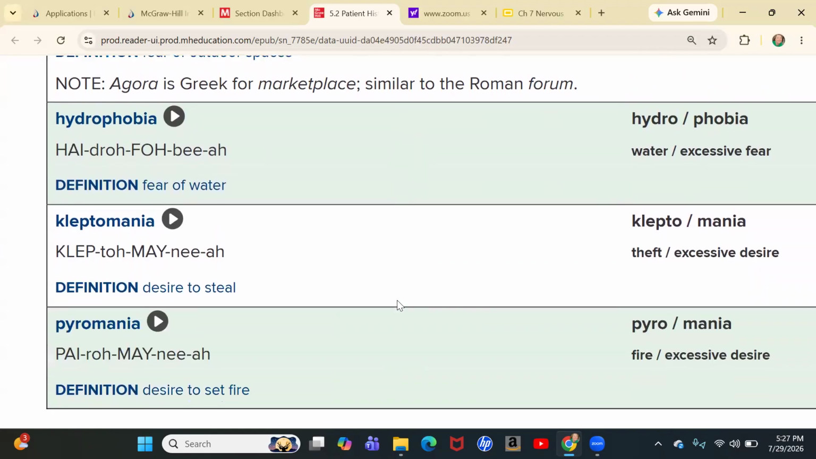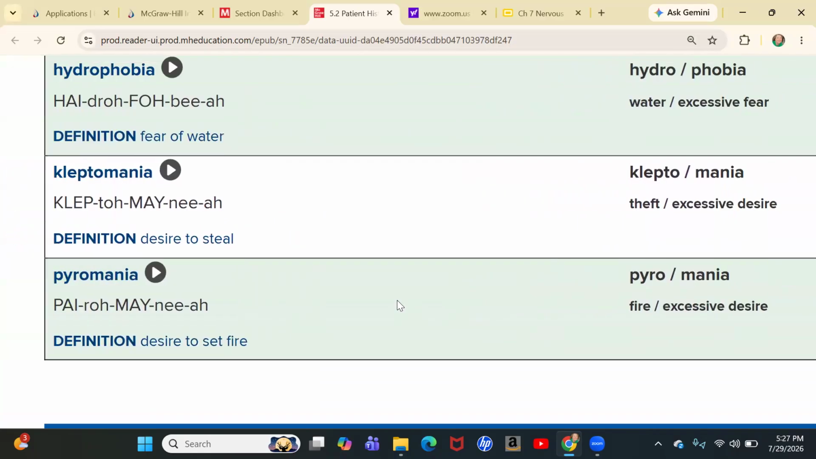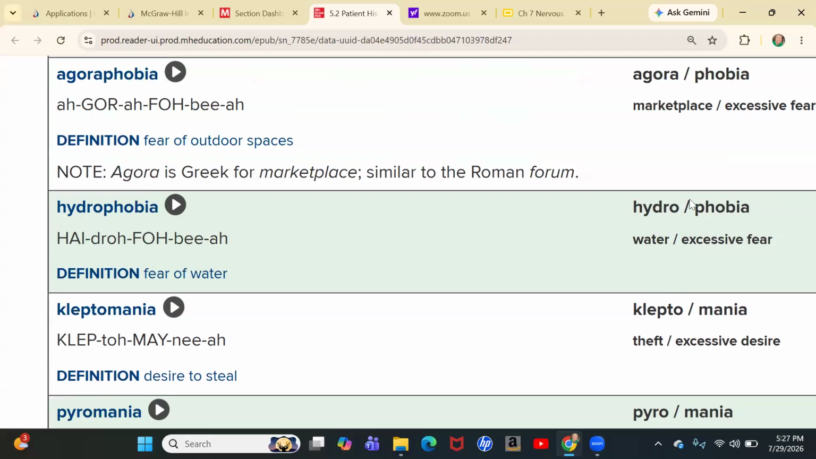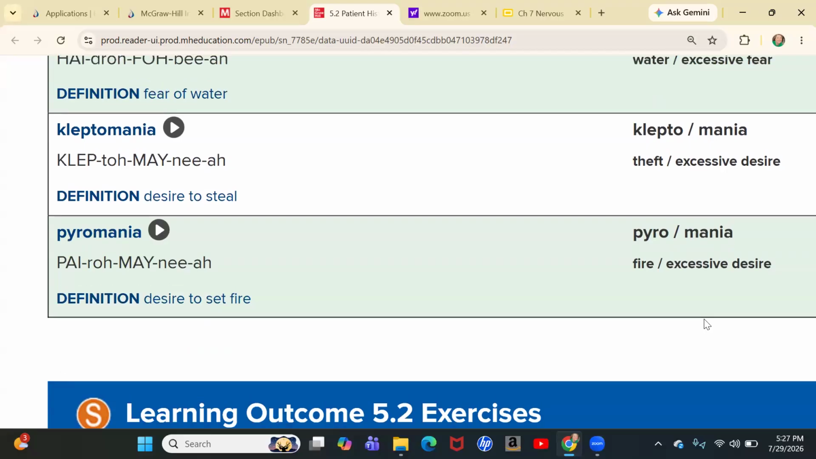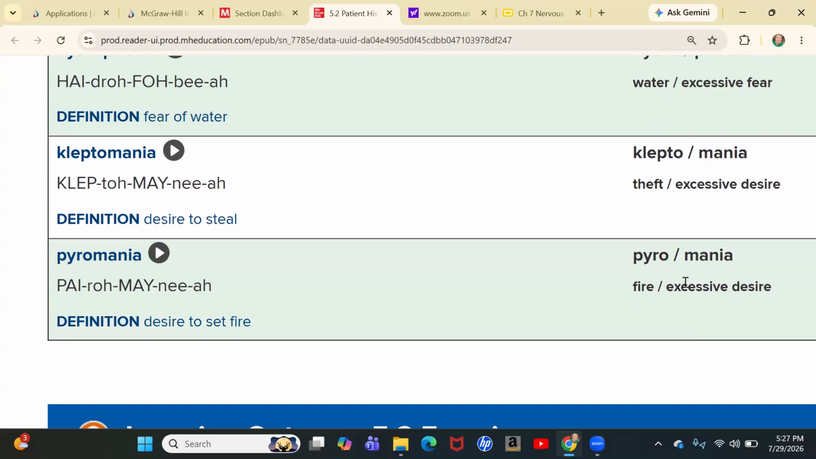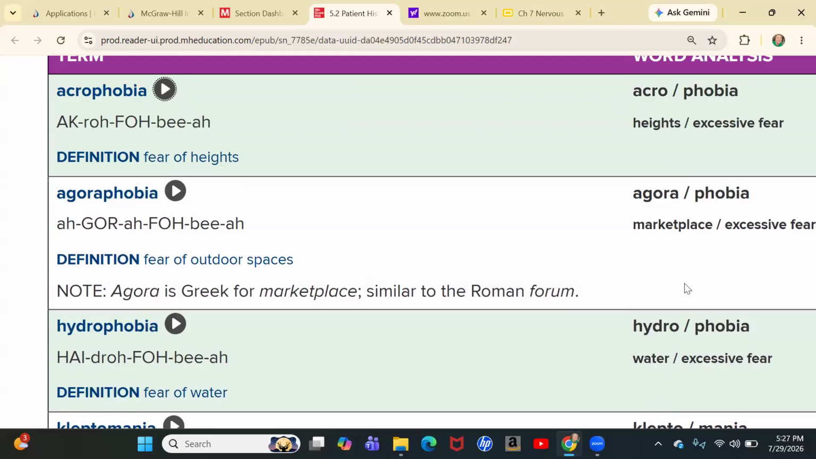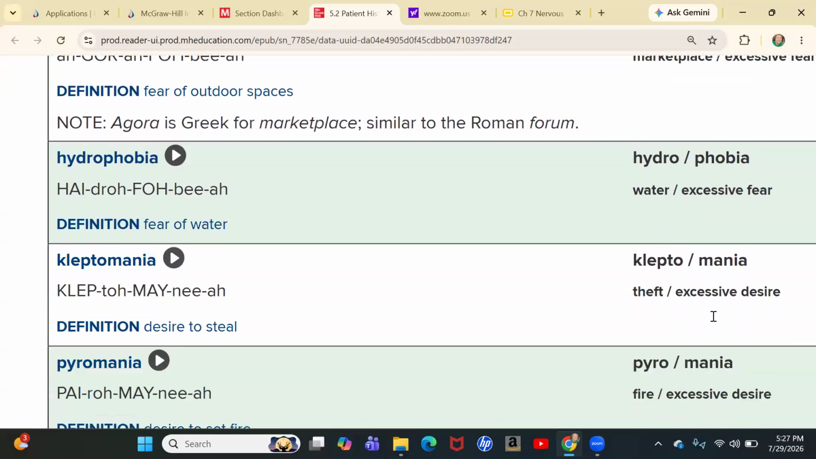So what are they fearful of? Okay, that would be the other word part here. Phobia is fear, excuse me, it's been a long day. Mania is excessive desire. Okay, so pyromania, excessive desire of fire or love of fire, and hydrophobia, phobia meaning fear, fear of water.